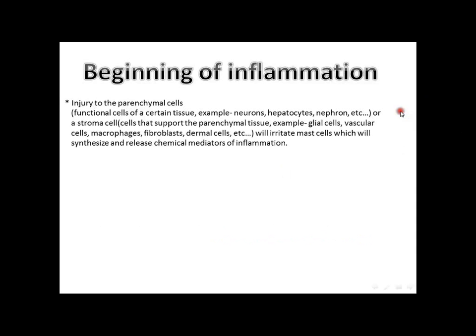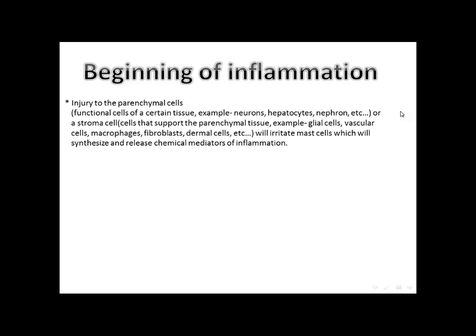So, in the beginning of the inflammatory process, we of course have an injury to a parenchymal cell or a stroma cell, which induces this process of inflammation. And again, the parenchymal cells are the functional cells of a certain tissue. For example, in the CNS there are neurons, in the liver there are hepatocytes, and in the kidney there are nephrons. And stroma cells are cells that support the parenchymal tissue. For example, glial cells, vascular cells, macrophages, and fibroblasts.